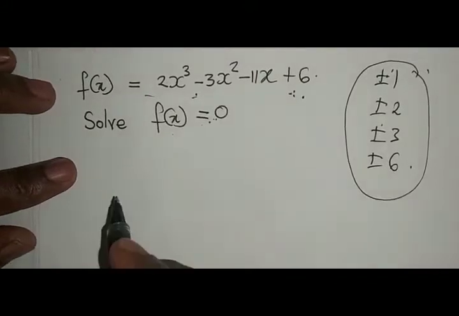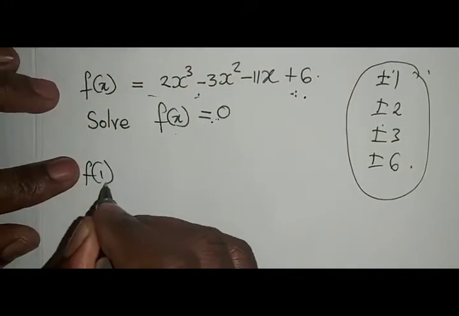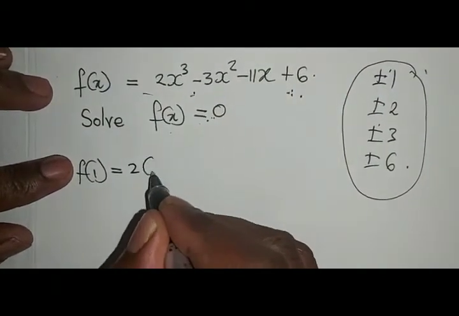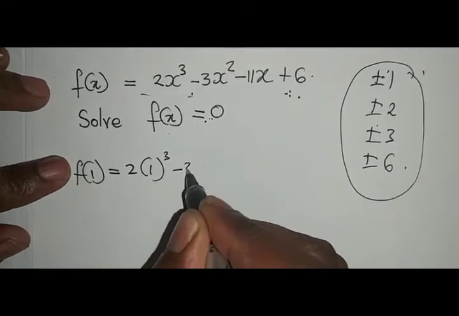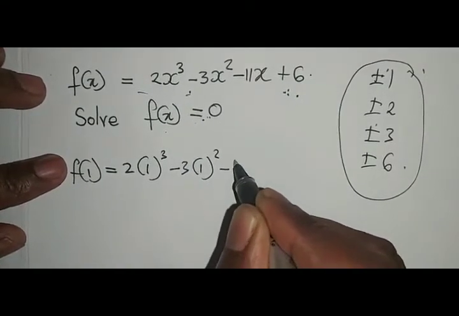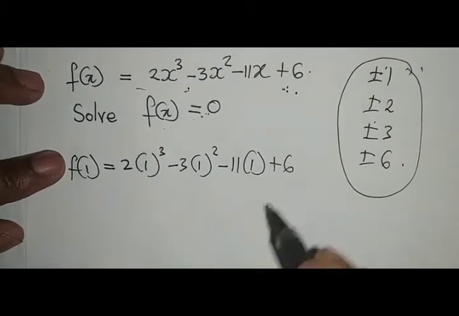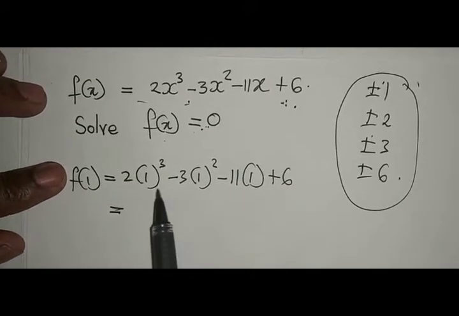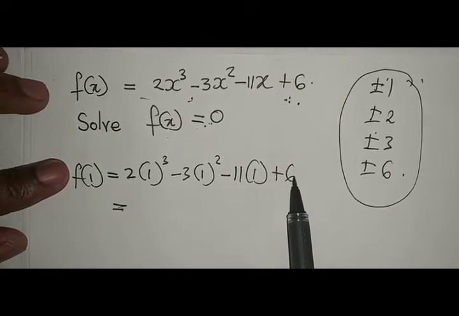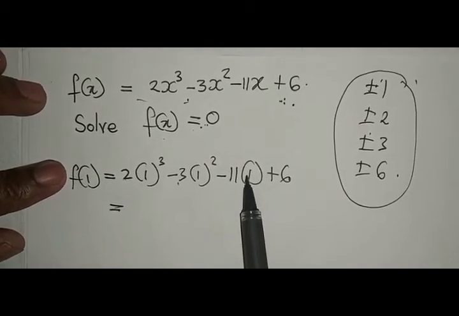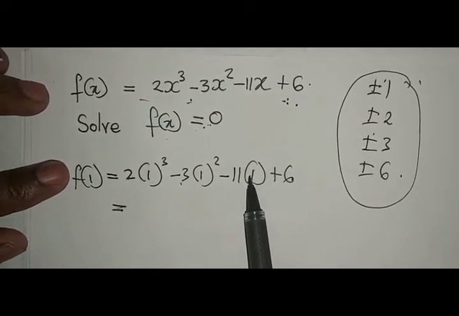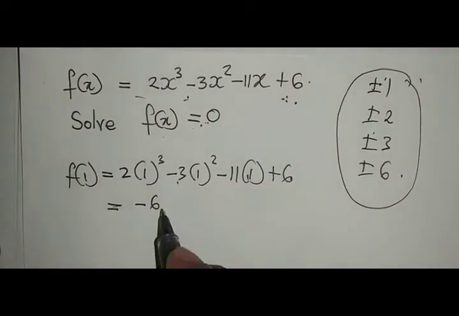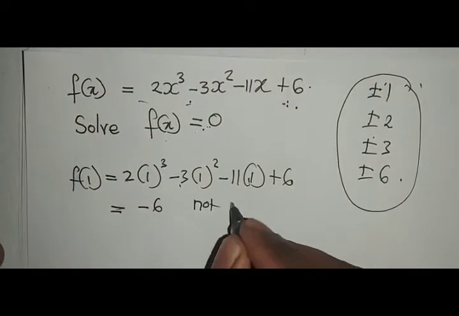For example, f(1) equals, where there is x, 2 into 1 cubed minus 3 into 1 squared minus 11 into 1 plus 6. Simplifying this, 2 plus 6 is 8, minus 3, minus 11, which gives me −6. Since it's not a 0, it means it's not a factor.